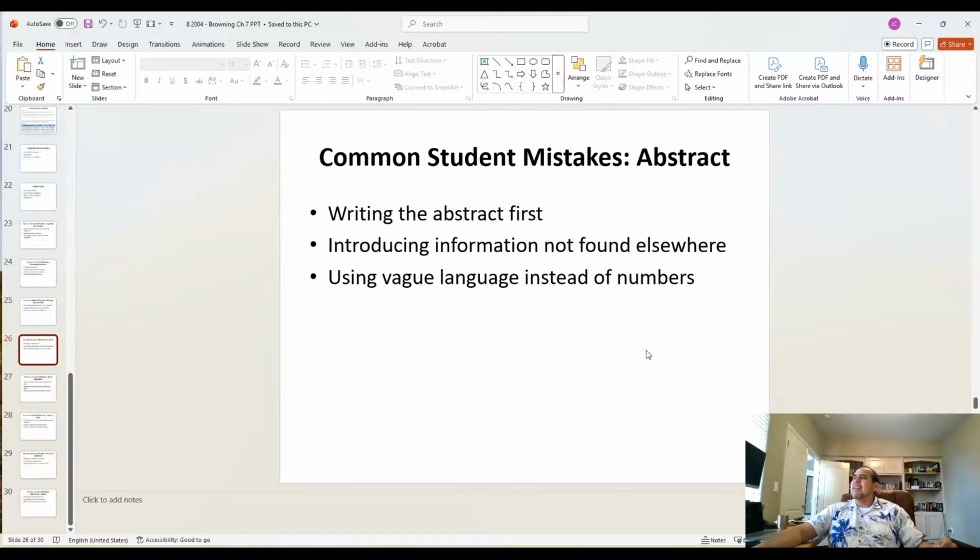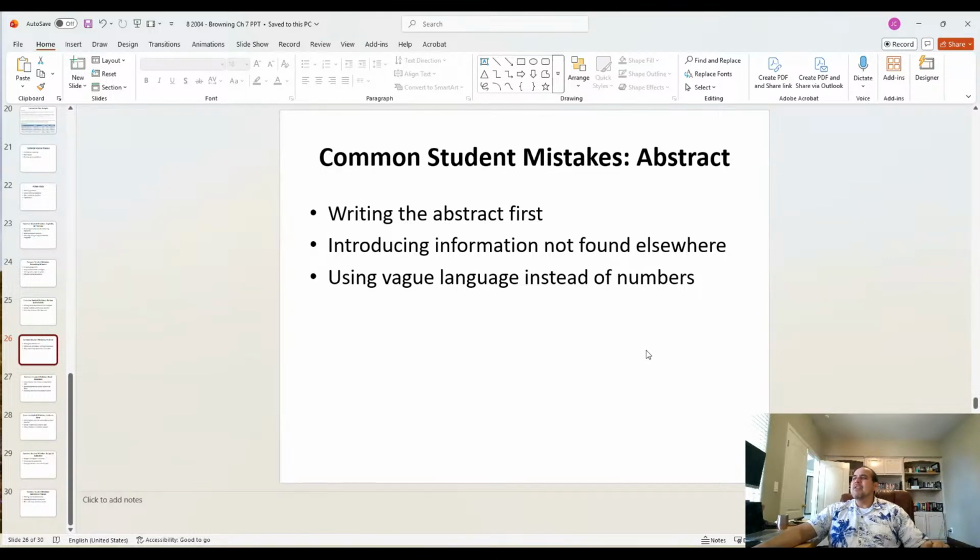Okay. Common mistakes in the abstract: writing the abstract first. Usually write the abstract last. Okay. Introducing information that was not found elsewhere, right? The abstract should only have information that is going to be in the grant. Nothing new. No more research, no more anything. You just use what you already have.